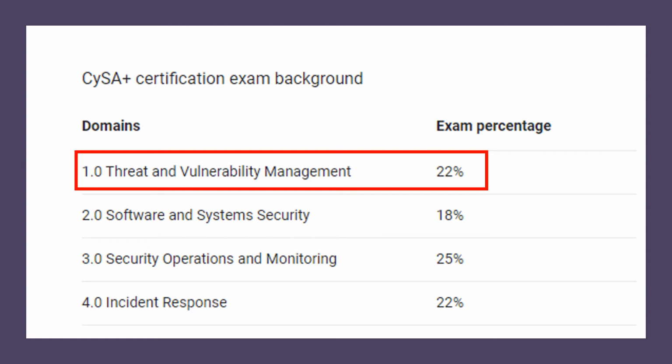So together with the last domain, domain 4, incident response, this is one of the biggest domains. Actually, no, the biggest one is 3, security operations and monitoring. But again, domain 1, threat and vulnerability management is still a big domain, at 22% of the questions. So we're still there. This is part 4 of this series of simulation questions.